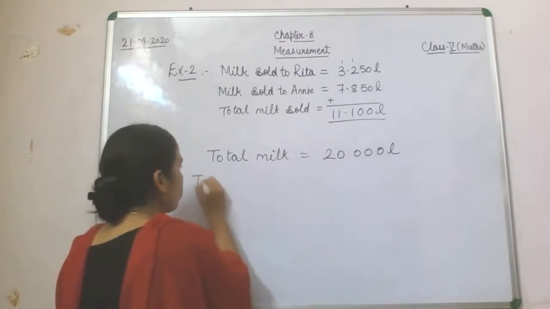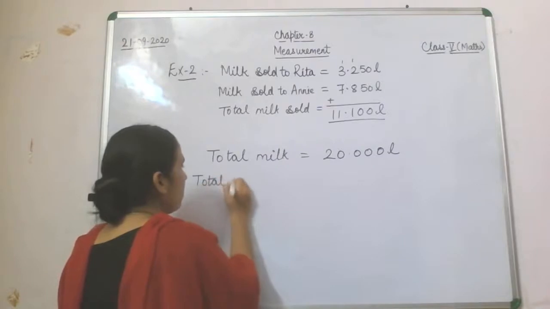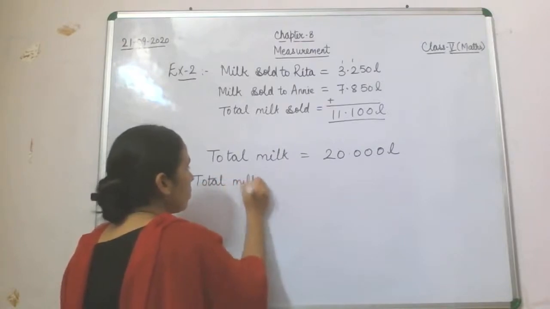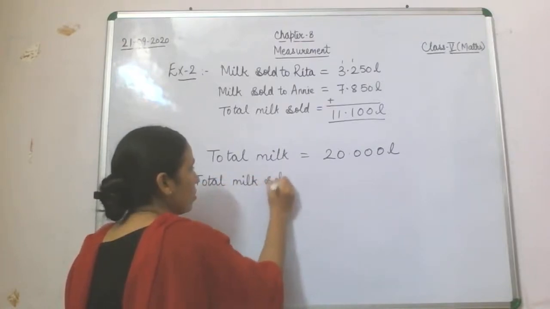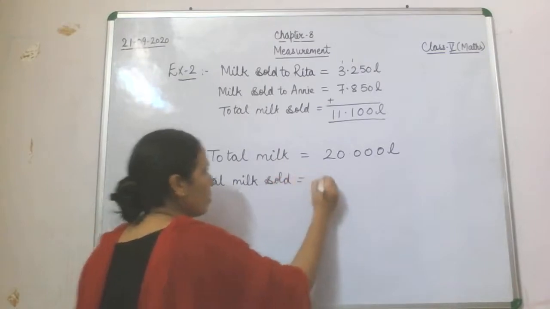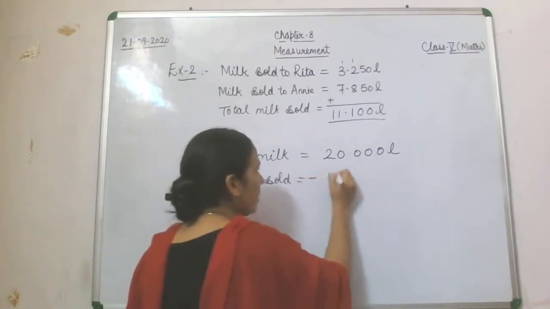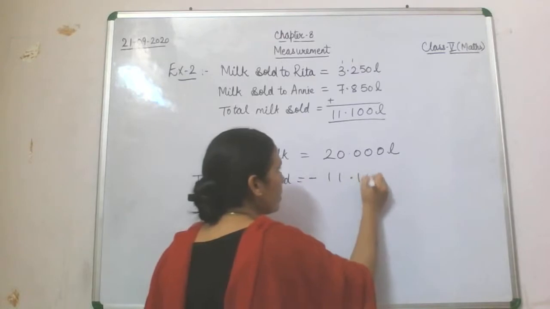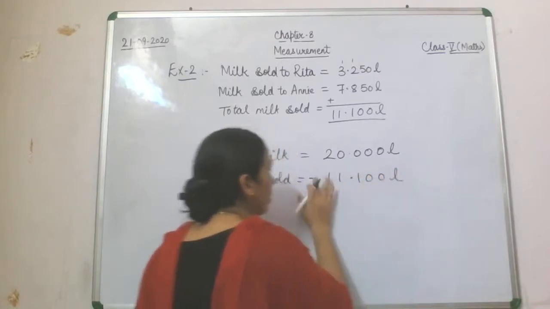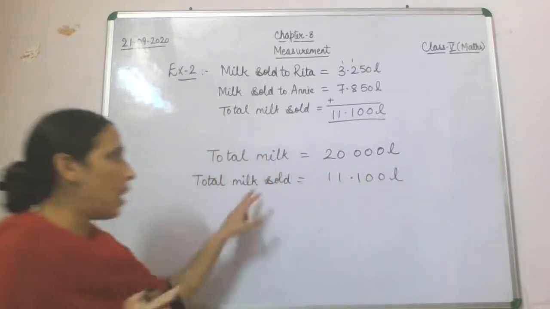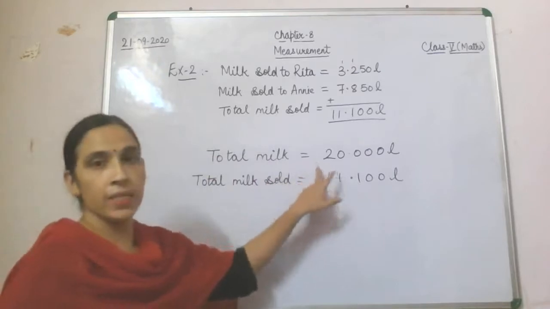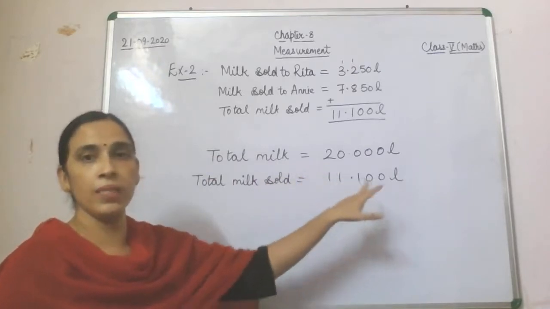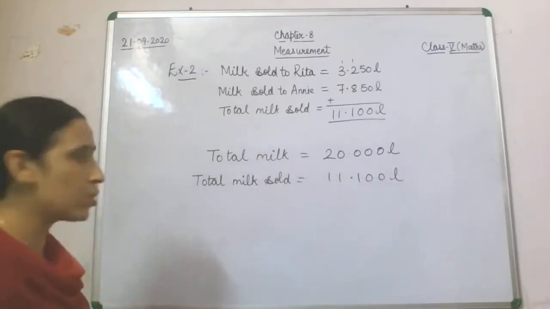So we'll write here total milk sold. So what you will do? Minus 11.100 liters. So out of 20 liters, 11.100 liters milk was sold.